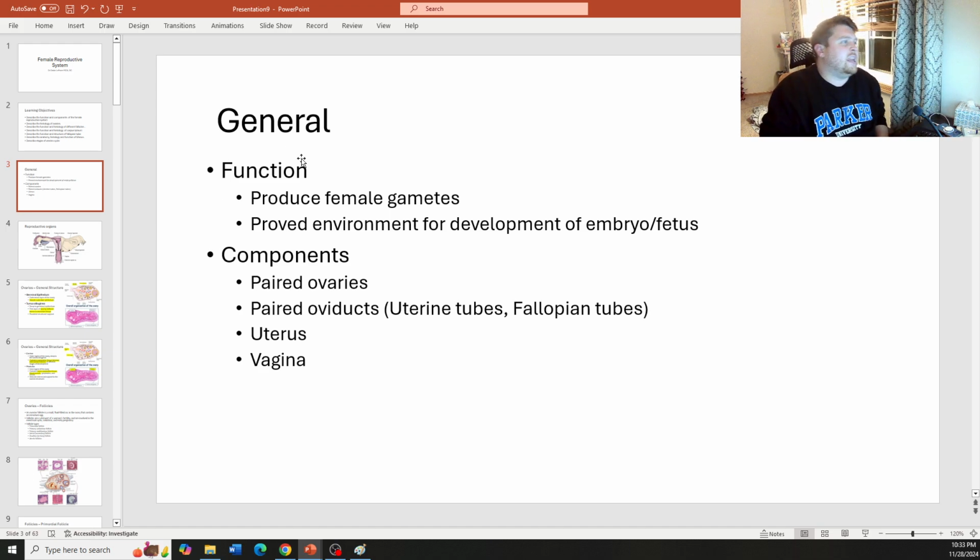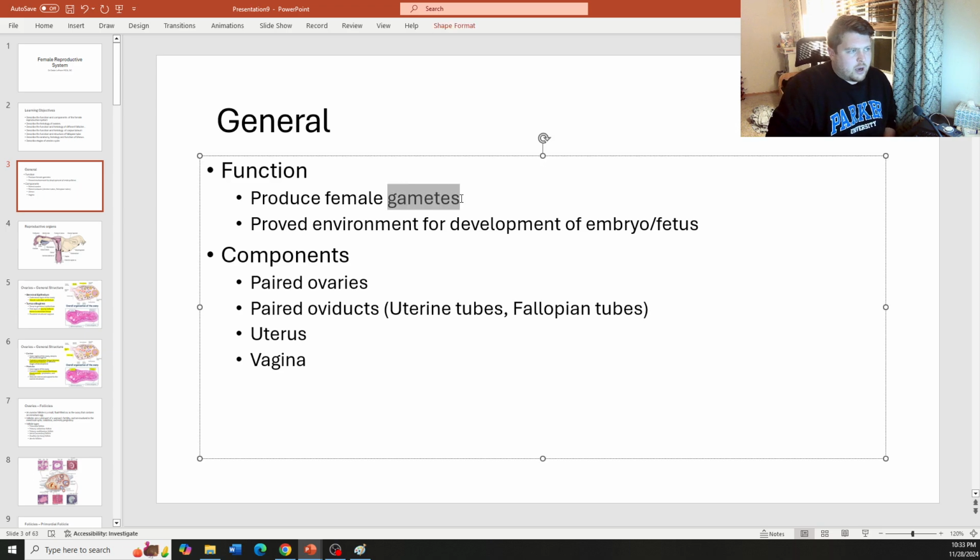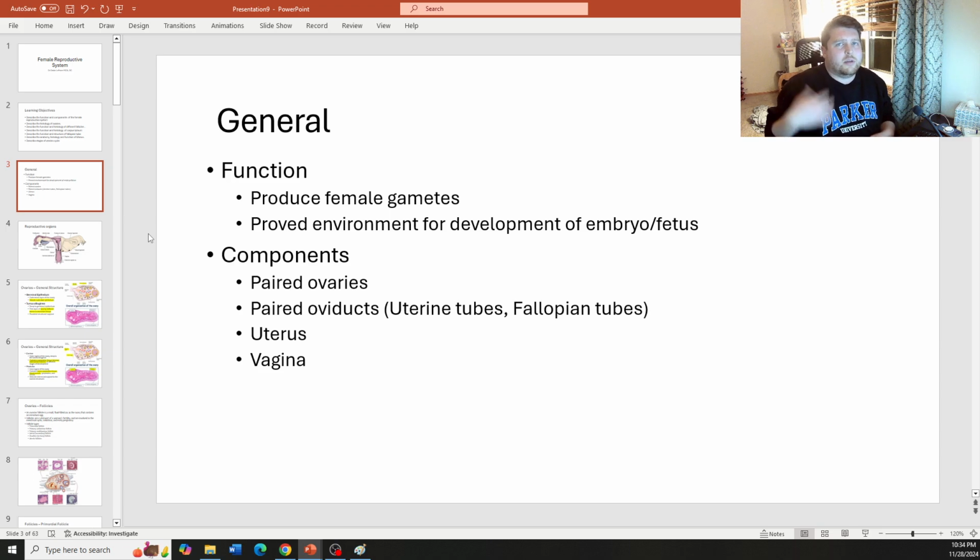So in general, the reproductive system is to produce female gametes. When we talk about embryology, we know that a gamete is half of our DNA that, when put together with the sperm, is going to create the zygote or the conceptus. Conceptus is another word for zygote. It's just when the male and the female gametes meet together to form a cell with a full set of chromosomes.